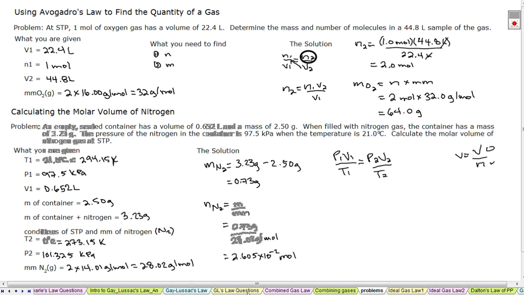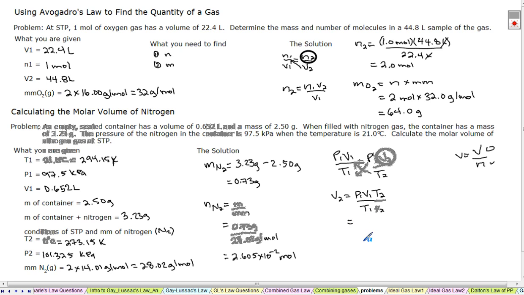We're just going to highlight V2. Make it a nice color. There we go. V2. We want to get V2 on its own. So what are we going to have to do? Well, whatever's on the bottom, we have to cross multiply up to the top. Whatever is on the top, we have to cross divide it down to the bottom. So V2 is going to be P1 V1 times T2, bring the T2 up, divided by T1 times P2.